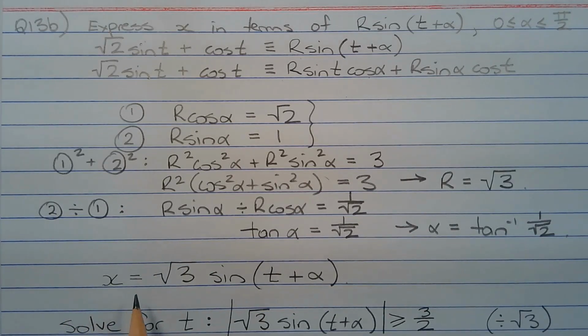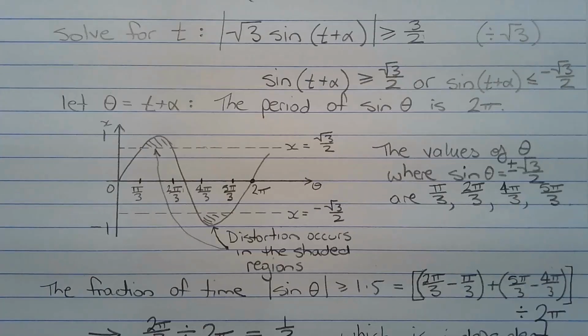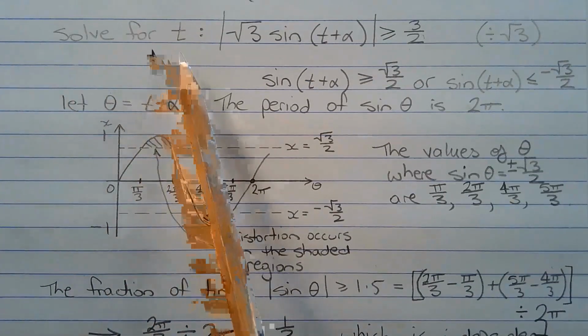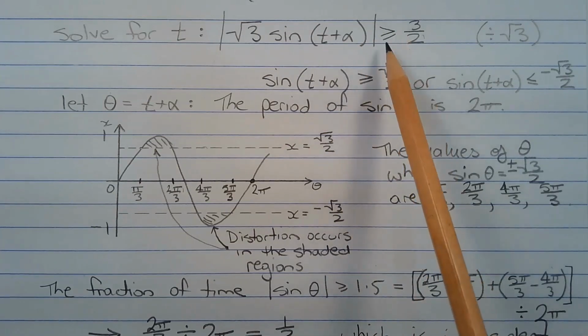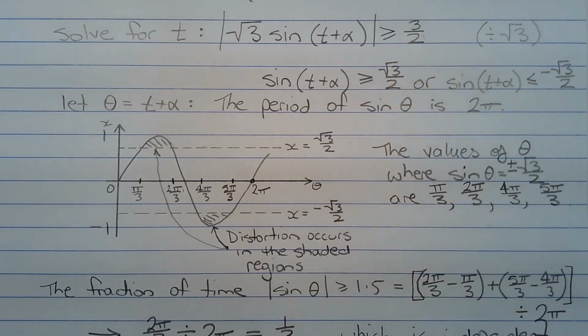So x is equal to root 3 times sine of t plus alpha, where alpha is equal to inverse tan of 1 over root 2. The next step is to solve for t, the inequality, the absolute value of root 3 sine of t plus alpha greater than or equal to 1.5, or 3 over 2.